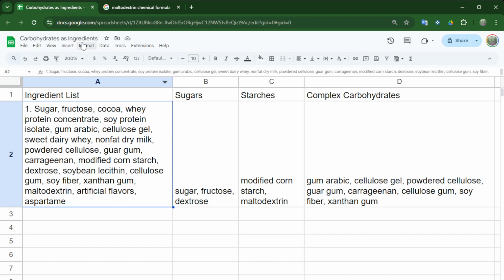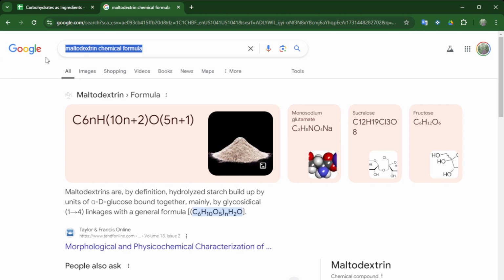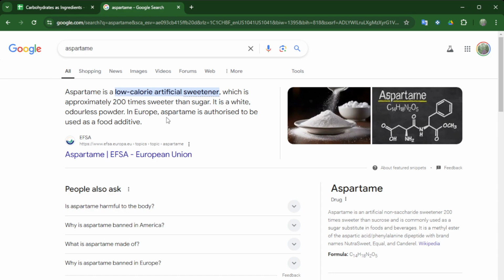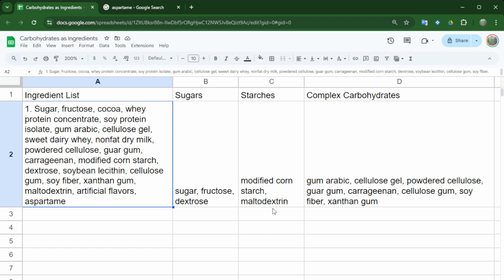And then aspartame. We haven't talked about aspartame much. So if you don't know what it is, let's just look it up. The low calorie artificial sweetener. Okay, so aspartame is not a sugar. If you look at this chemical formula here, that's useful. It has carbon, hydrogen, nitrogen, and oxygen. The fact that it has nitrogen in it tells me it is not a carbohydrate. And it's an artificial sweetener, so it's not sugar.